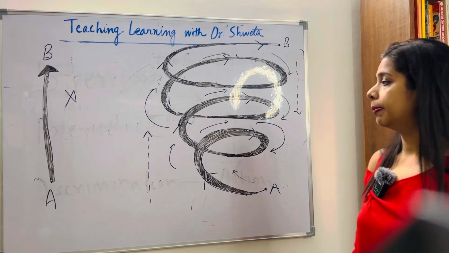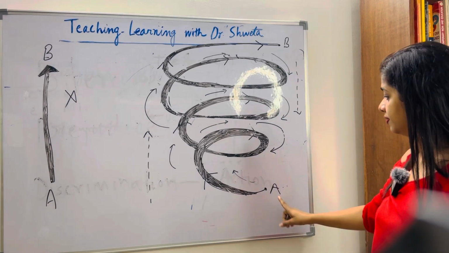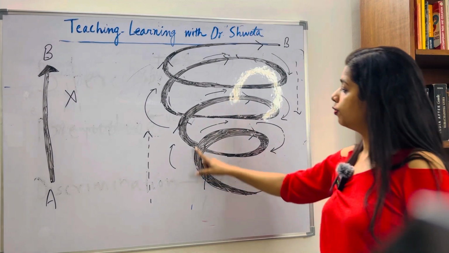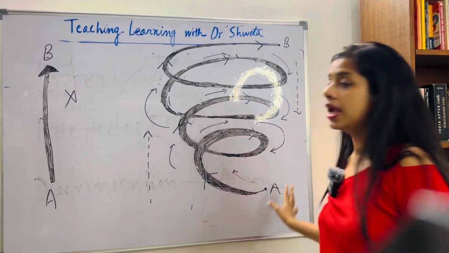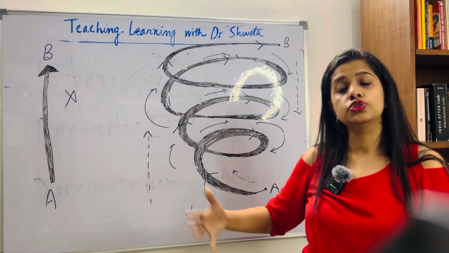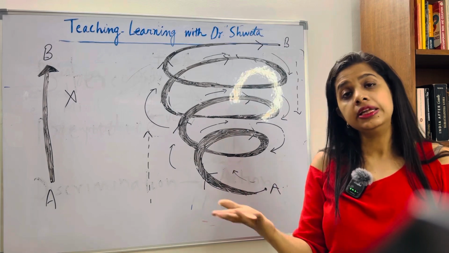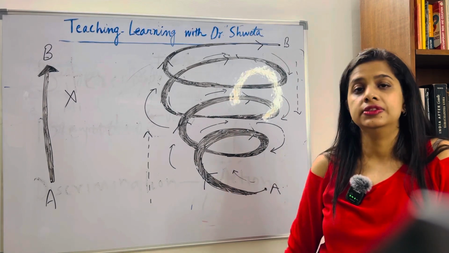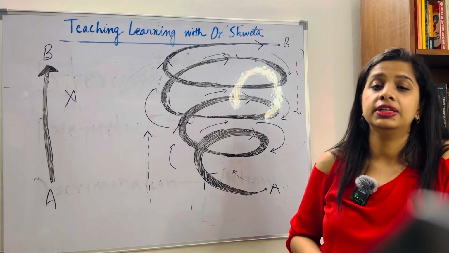Summing it up, I would say that learning would never happen from A to B in a straight line. It is always going to follow a spiral direction in which there are several stages of learning, forgetting, relearning, mastering, and then finally moving upwards. So this is what spiral development is, and we all learn in this fashion.